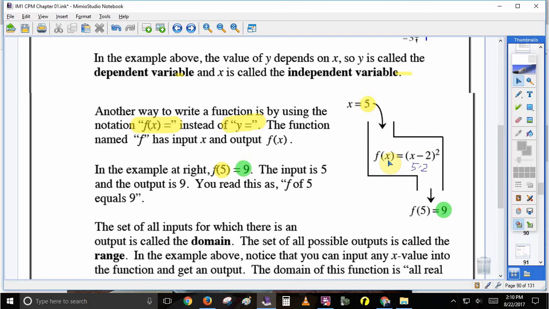So if I told you, tell me what y is when x is 5, if I use function notation, I can actually write f of 5, like I have down here, plug in 5 for x. So 5 minus 2 is 3. You square 3, you get 9, and get a 9 out. So I'm able to see that when I plugged in 5, I got 9 out. So 5 was my input, 9 was my output.